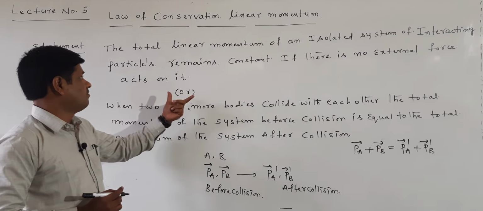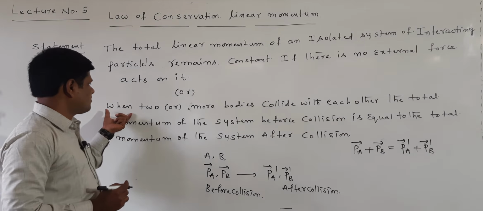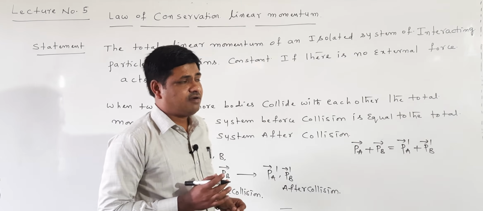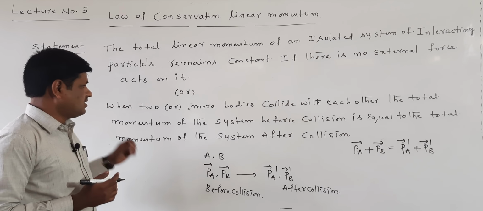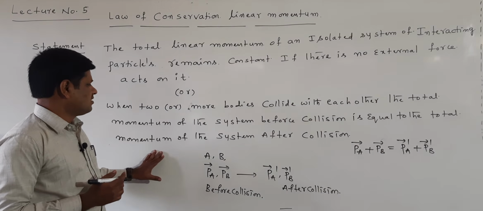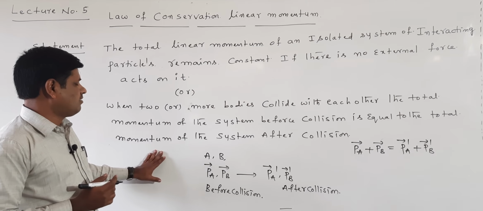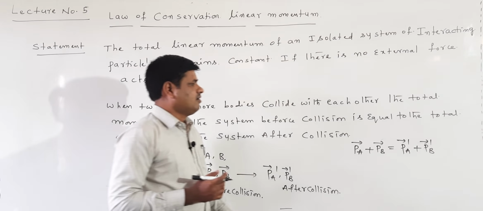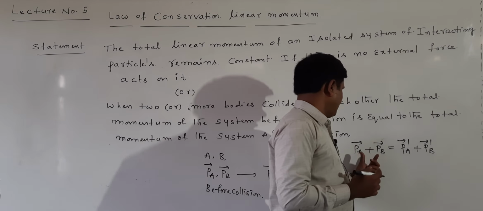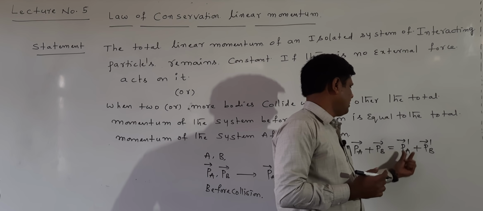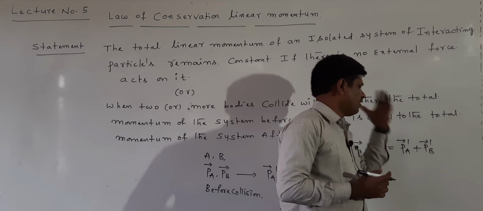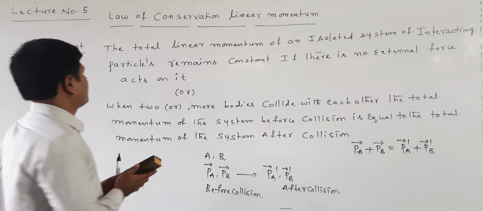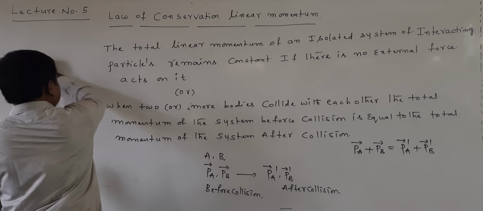This is one statement. Another statement is: when two or more bodies collide with each other, the total momentum of the system before collision is equal to the total momentum of the system after collision. We write this in mathematical form as PA bar plus PB bar is equal to PA dash bar plus PB dash bar. This is the statement of the law of conservation of linear momentum that we have studied.